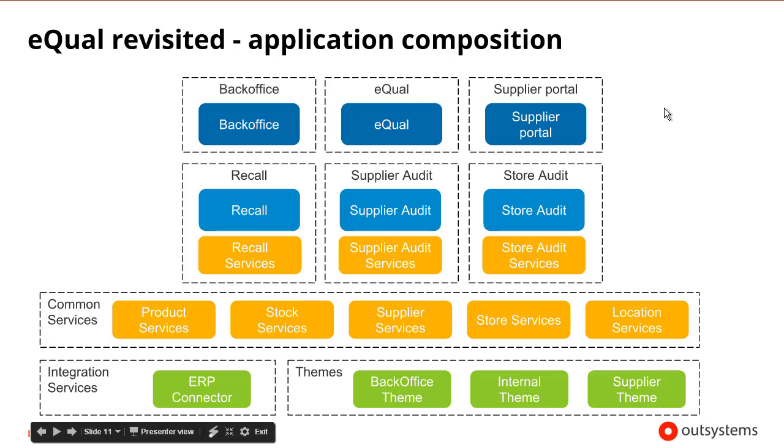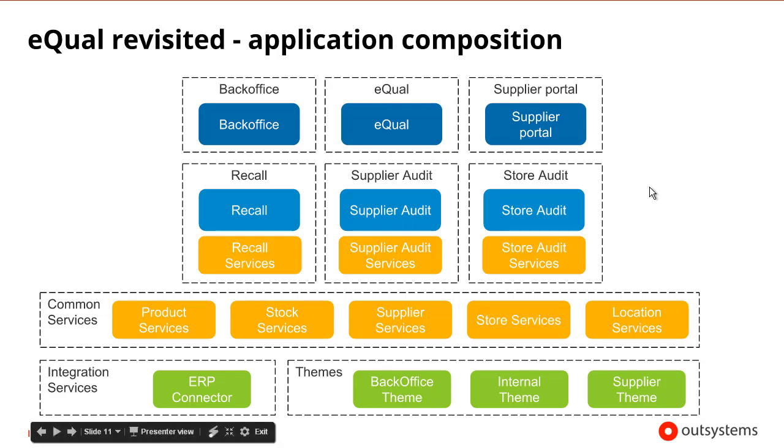And if you remember, we had three main business processes. We had a recall process, we had a supplier audit process, and we had a store audit process. Information about these processes was going to be exposed through a back office portal, an EQUAL portal, and a supplier portal. There were also going to be core services that were necessary to support all of these processes. And then these core services got some of their information from an ERP system. There were also different color schemes and looks and feels to the different portals that were being provided.